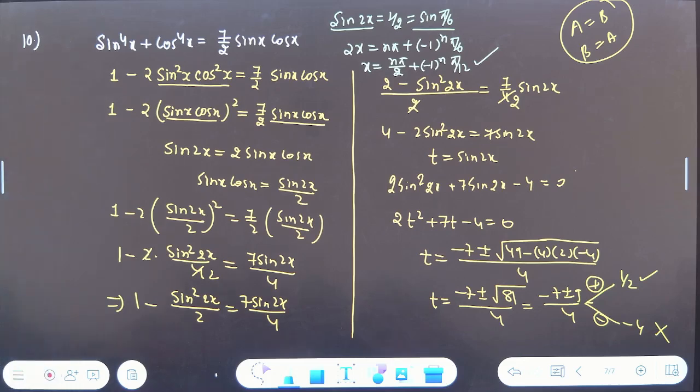Now see the whole solution first. When you get confident that you understood the solution, only then you will write. Solve.